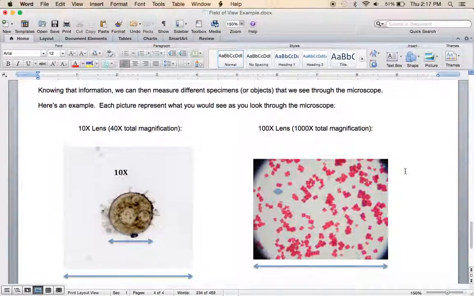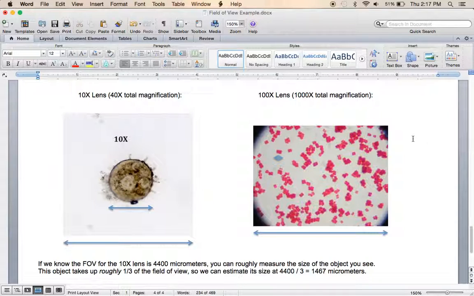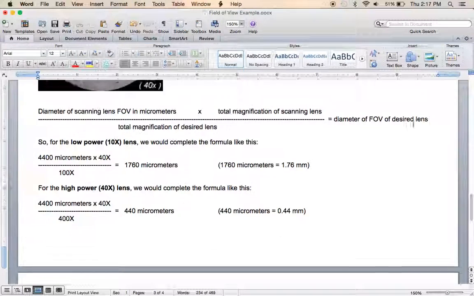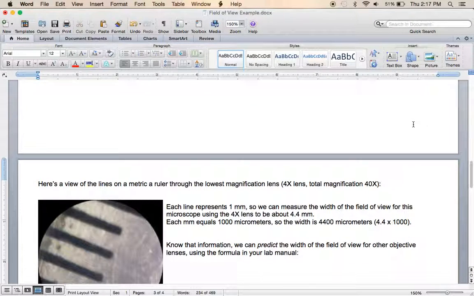So hopefully this will help you as you work through the lab, give you some details. I will post this document online as well, so you can read through it and look through it, and hopefully that will be helpful. If not, let me know.